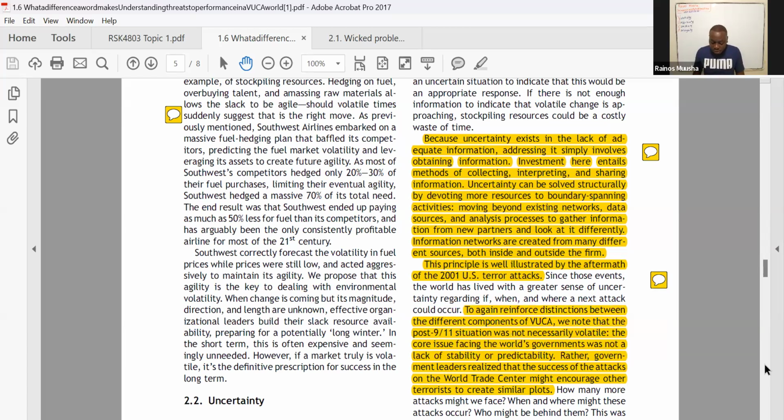So here they say, to again reinforce distinction between the different components of VUCA, we note that the post 9/11 situation was not necessarily volatile. The core issue facing the world's governments was not a lack of stability or predictability, but rather government leaders realized that the success of the attacks on the World Trade Center might encourage other terrorists to create similar plots as well.